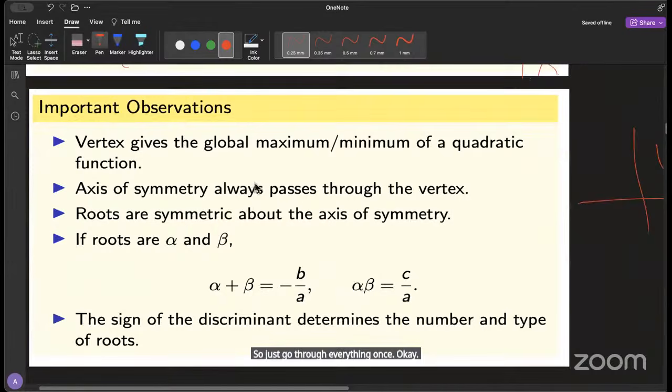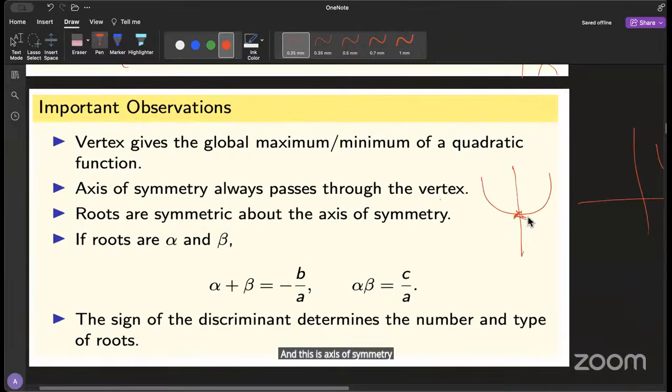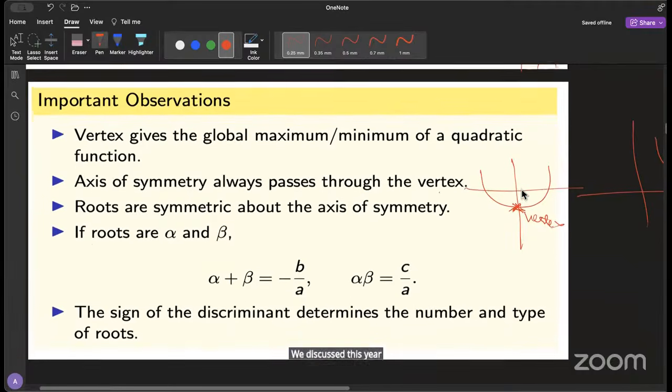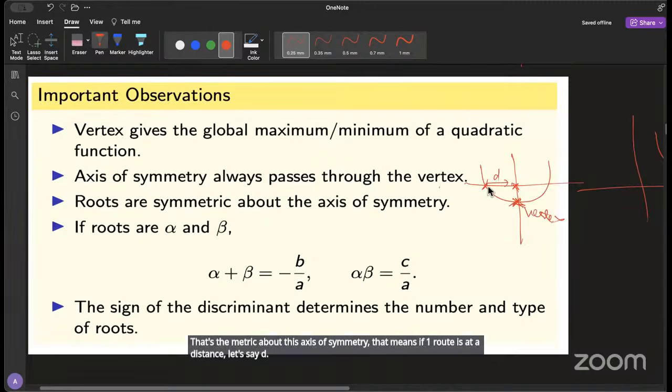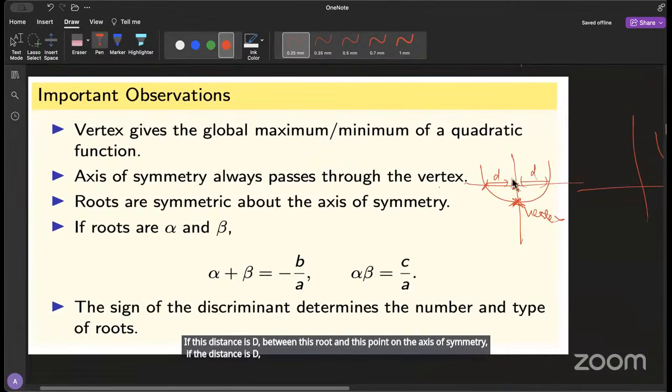Okay. Then vertex, this is done, right? Axis of symmetry always passes through the vertex. We've already discussed. In fact, vertex is the point where your axis of symmetry touches your curve. So if this is your parabola and this is the axis of symmetry, then the vertex is where your axis of symmetry and this parabola intersect each other. This is the vertex, right? Then roots are symmetric about the axis of symmetry. That means if one root is at a distance, let's say d, between this root and this point on the axis of symmetry, then this distance is also d.